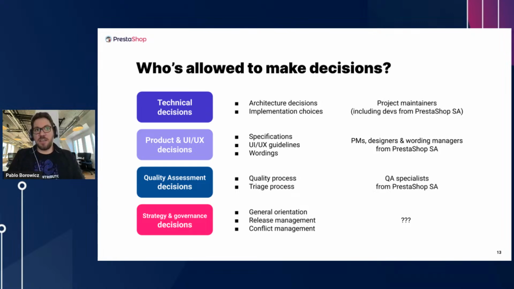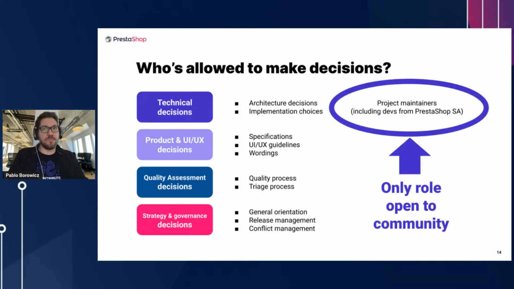And when it comes to strategy and governance decisions, like the general orientation of the project, or how often we release versions, when more than one choice is available, whether we should do this or that, or whether this person should join the project or not, there's no clear individual who has the last word on those decisions, and that is a problem, as we all see.